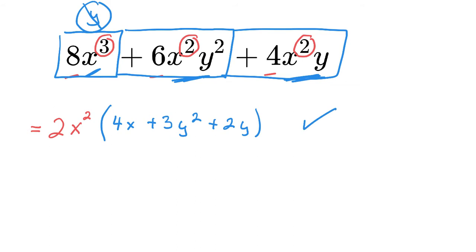To prove it, let's multiply out once again. So 2 times 4 is 8. X squared times x is x cubed. 2 times 3 is 6. X squared, y squared.